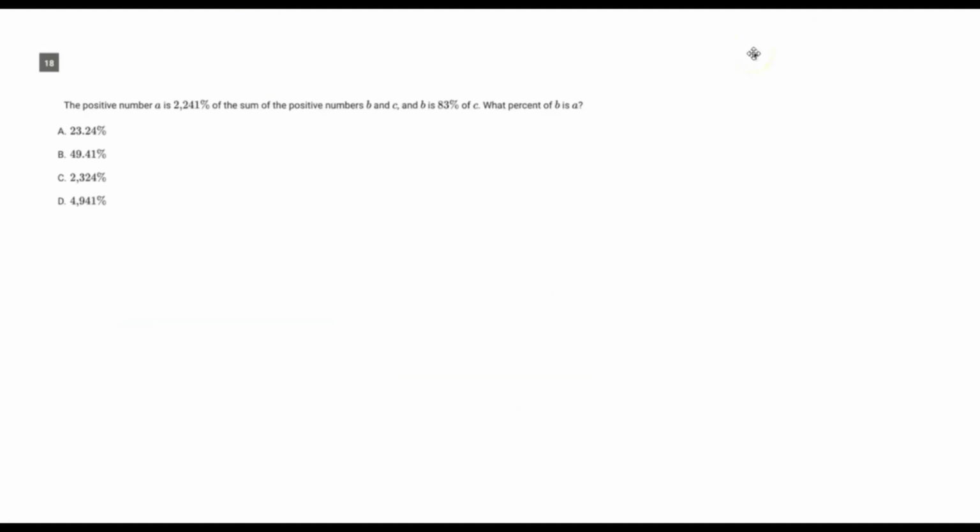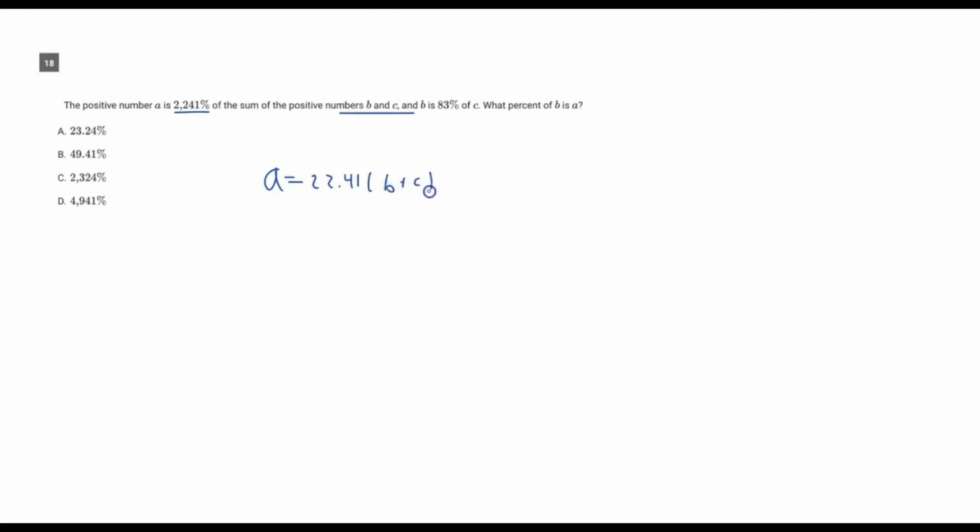All right, so this SAT math problem says the positive number a is 2,241% of the sum of the positive numbers b and c. So a is going to be equivalent to 2,241%, which can be represented as just 22.41 times b plus c.